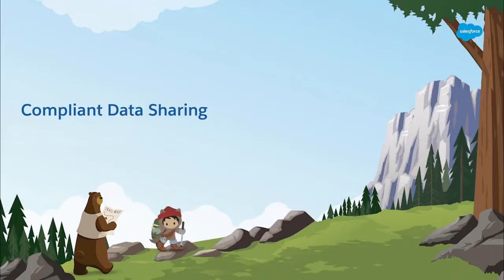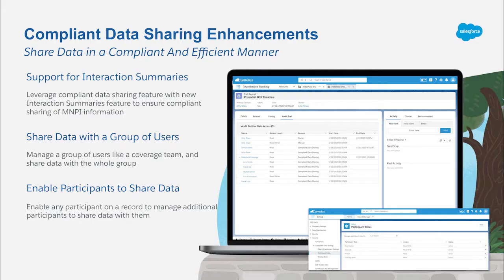Let's look at the next topic, enhancements we have made to the compliant data sharing feature. You can now leverage the compliant data sharing feature with the new interaction summaries feature we just discussed to ensure compliant sharing of material non-public information. Also, the compliant data sharing feature now supports sharing with a group of users and managing them like a coverage team. You can now enable any participant on a record to manage additional participants to share data with them. Let's take a closer look at the functionality over a demo.